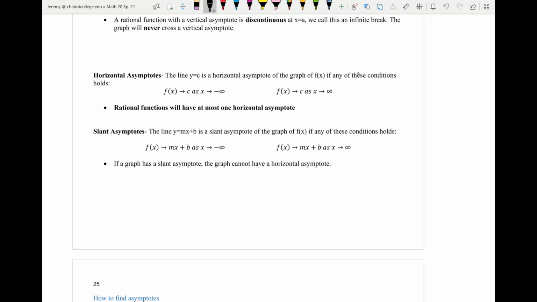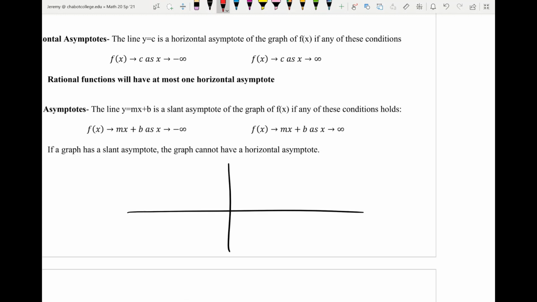Let's say we've got some rational function, and maybe it has a vertical asymptote right here. Sometimes it doesn't have a horizontal asymptote. Sometimes it'll have a slant asymptote. The dotted line is going to be in the form y equals mx plus b, where m doesn't equal 0. And we can get these really cool graphs that look like this.